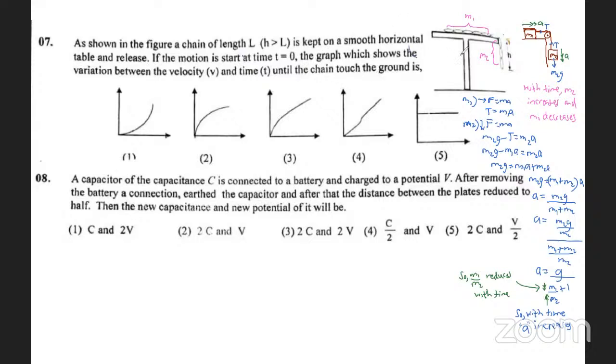Height is greater than L until it touches the ground. No, until it touches the ground. Then it should be the fourth answer, I think. No? What do you think, people? Shouldn't it be the fourth answer?